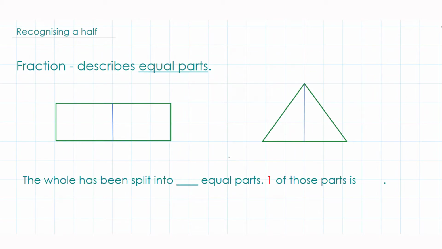Now, we've seen how we write a half in words, but a half is a number. So how do we write it as a number? We'll use this sentence to help us. It'll also help us understand why we write the fraction that way. So the whole has been split into equal parts. How many equal parts has the whole been split up into? Look at the rectangle and the triangle if you need to be reminded. Well, each time the whole has been split up into 2 equal parts. So one of those parts is written like this.